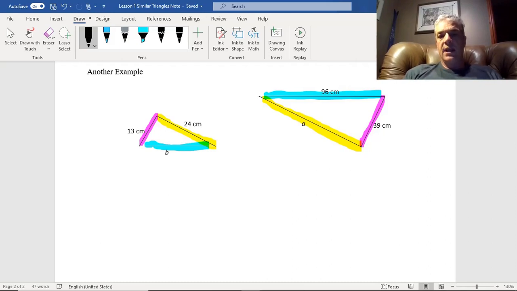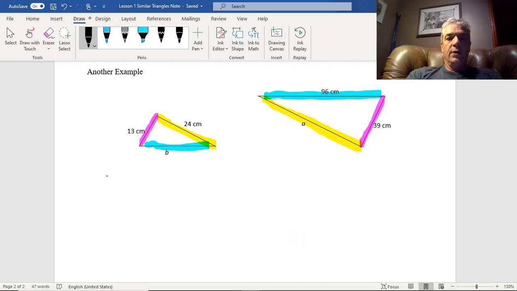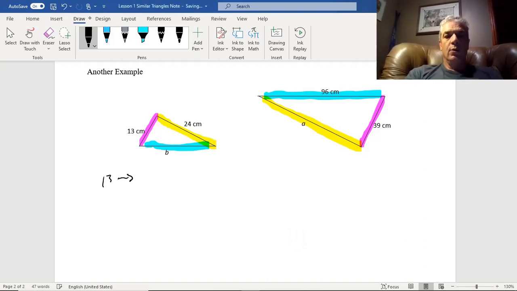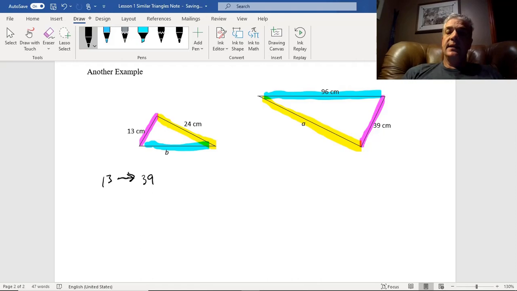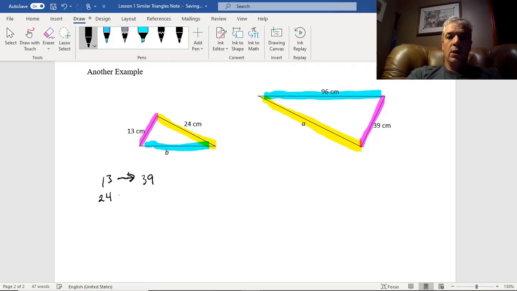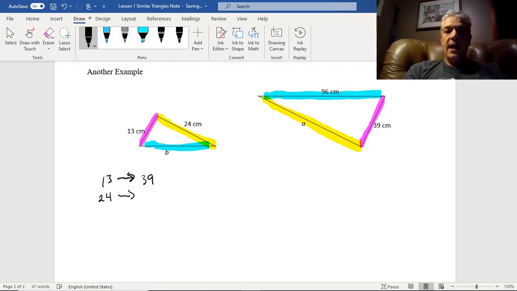And so in this particular case, if I look at A, which is in yellow, and its partner, it's 24. I don't have A, so I don't want to start there. I want to start with the two that I have. In this case, I have 13 and I have 39. So I'm going to go 13 goes arrow to 39. I'm not saying it's equal. I'm just saying it goes to 39. Okay. And then I can say, because it was 13 that I started with, I have to start with 24. I have to write it underneath the 13 because they belong to the same triangle. So 24 goes to A.